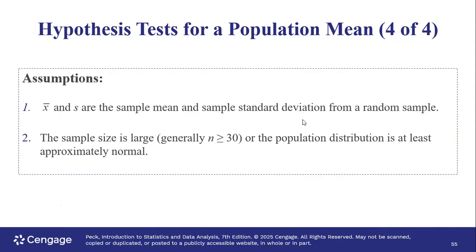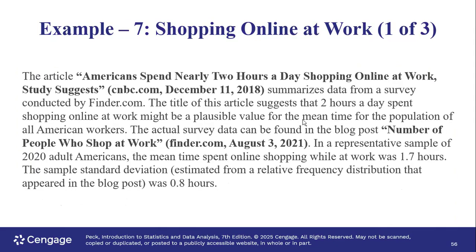And the sample size is large, generally n greater or equal to 30, or the population distribution from which the sample came is at least approximately normal. The article, "Americans spend nearly 2 hours a day shopping online at work, studies suggest," customizes data from a survey conducted by Finder.com. The title suggests that 2 hours a day spent shopping online at work might be plausible for the mean time for the population of all American workers. That is the population mean for all American workers.